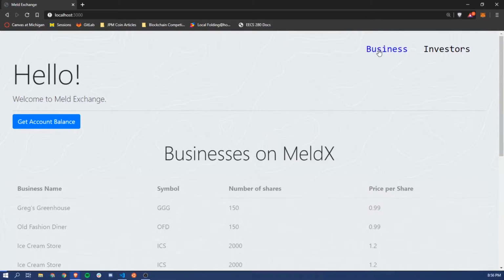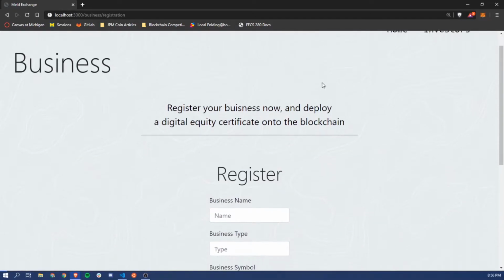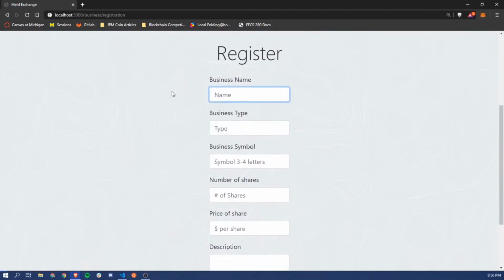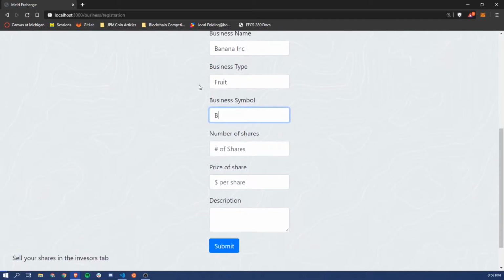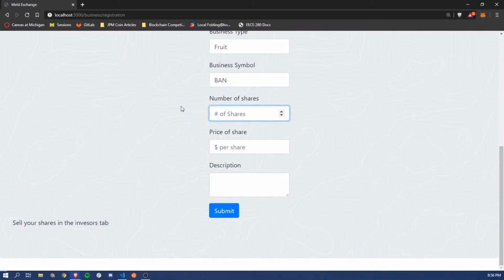In order to list on Meld Exchange, we have to go to the business tab and register ourselves. The company name that we want to register under, let's say, is Banana Inc. Our business type would be fruit, and our business symbol would be BAN. Let's say we're making 1,000 shares at $5 a share, and let's say we sell the most pristine bananas on earth.